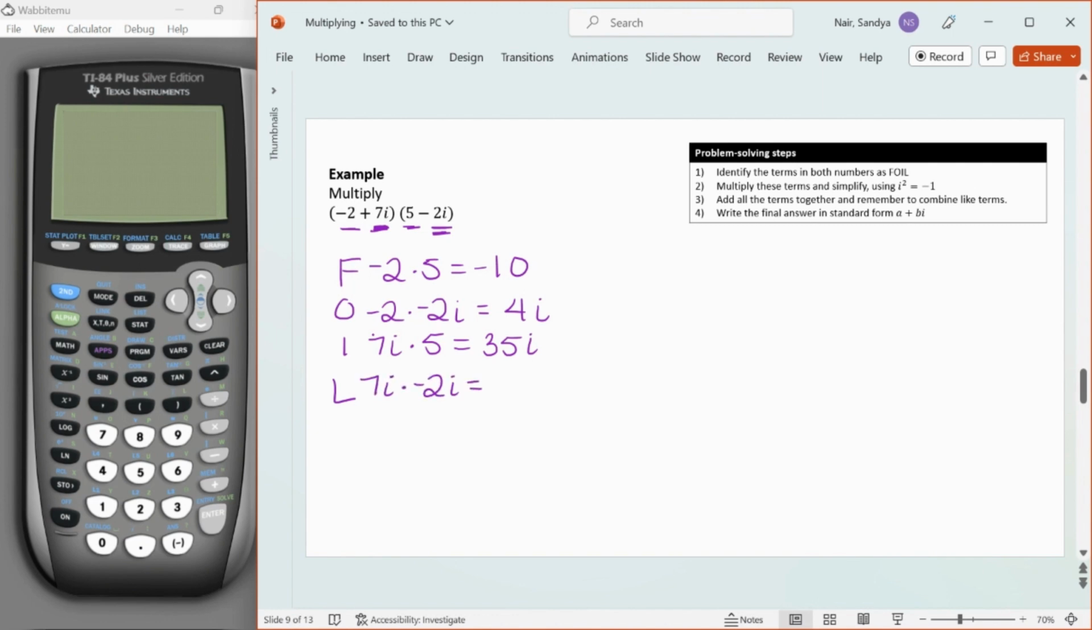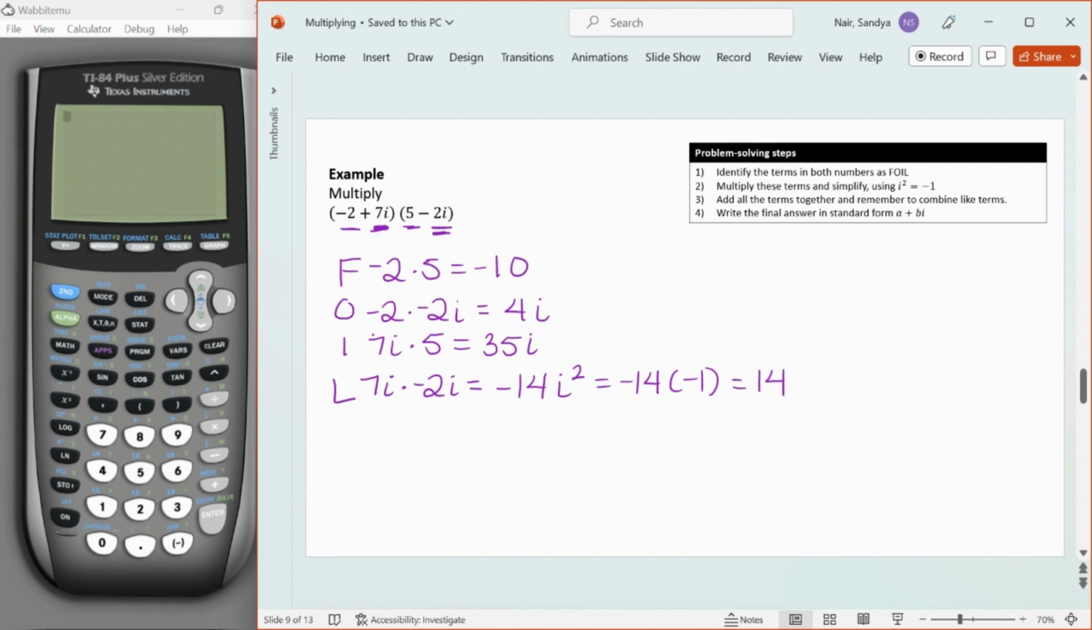And so that's going to give me 7 times negative 2, which is negative 14, and then I times I, which is i squared. Well, remember, i squared is negative 1, so we have negative 14 times negative 1. Negative 14 times negative 1 is positive 14. So now let's add up all our terms.